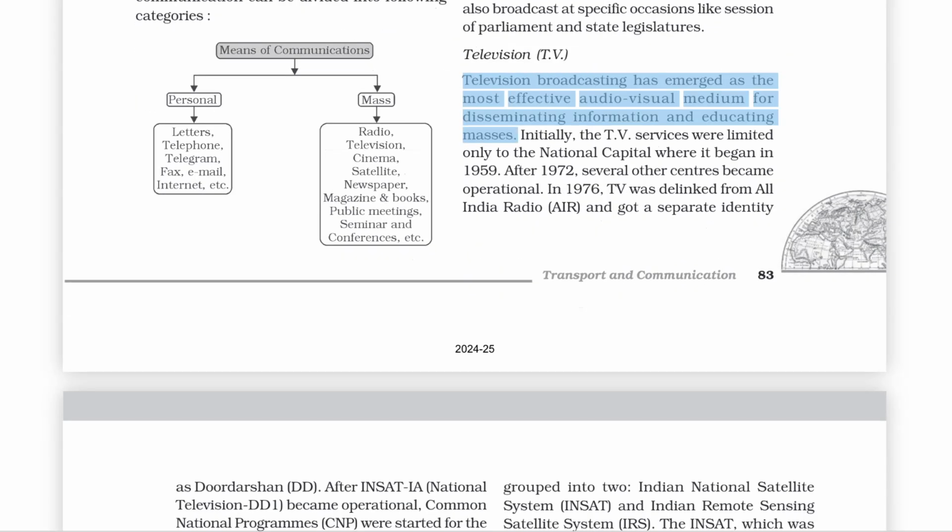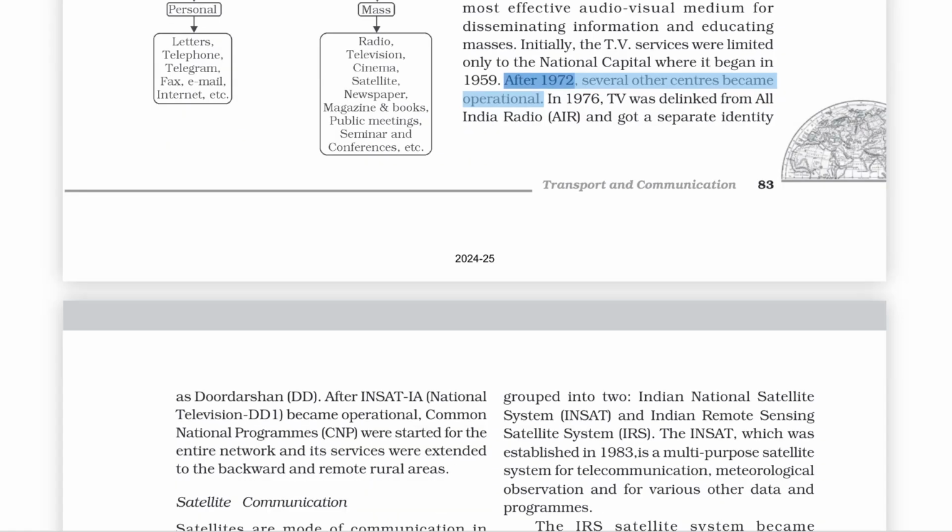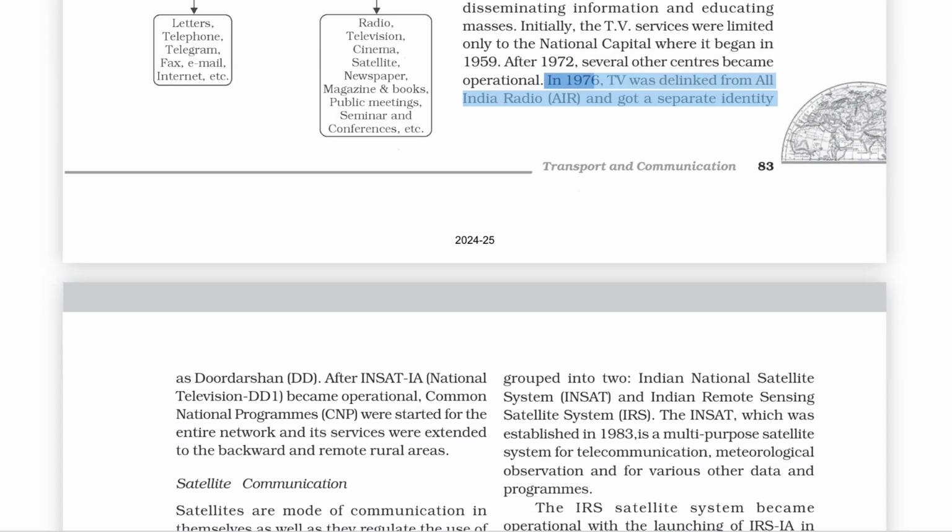Television, TV. Television broadcasting has emerged as the most effective audiovisual medium for disseminating information and educating masses. Initially, the TV services were limited only to the national capital where it began in 1959. After 1972, several other centers became operational. In 1976, TV was delinked from All India Radio (AIR) and got a separate identity.